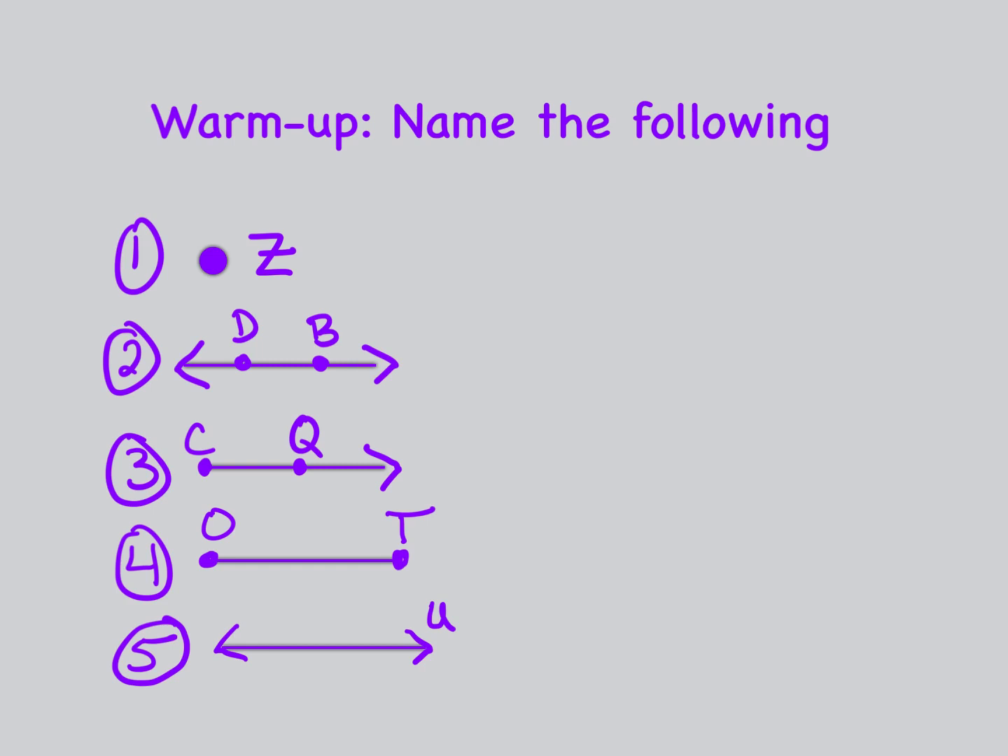Point Z. Okay. Paula, number 2. Line DB. Mateo, line number 3. Ray CQ. Chris, number 4. Segment OT. And Brady, number 5. Line U. Okay. Very good, guys. Everybody got it right. Any questions on that?